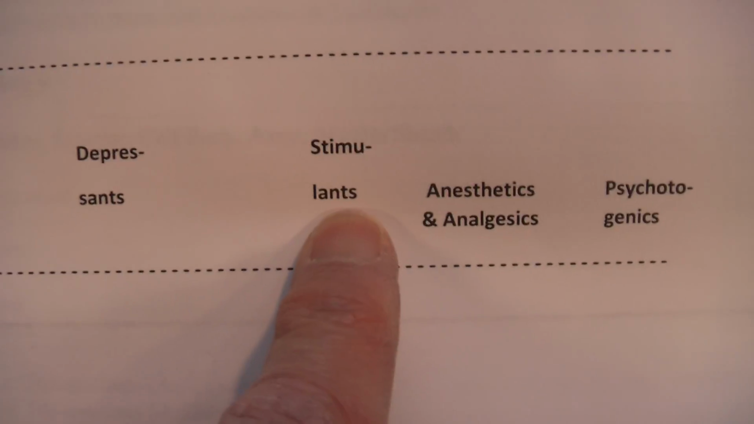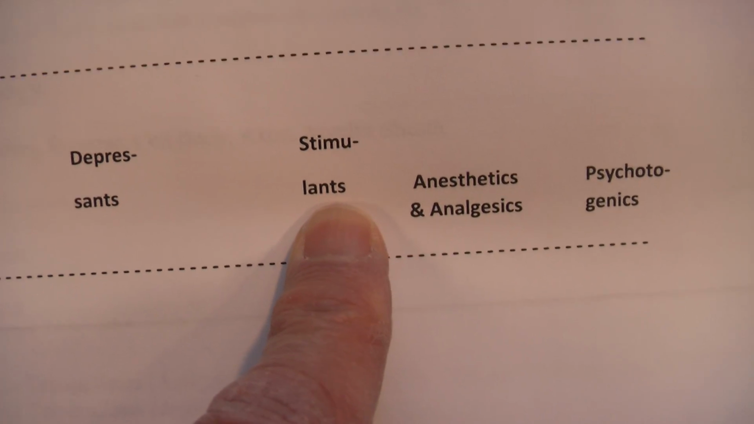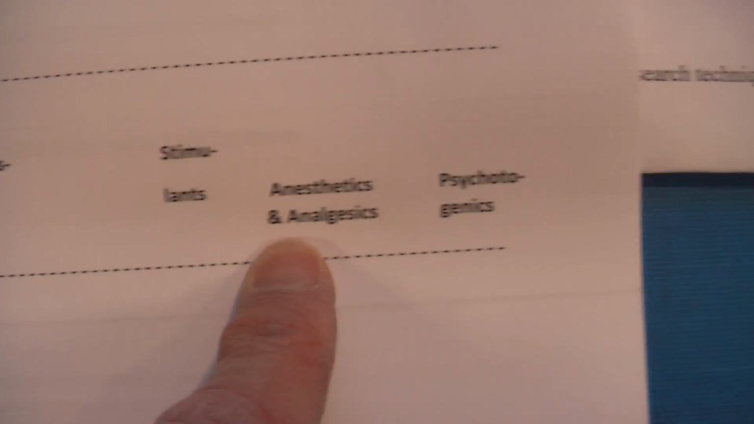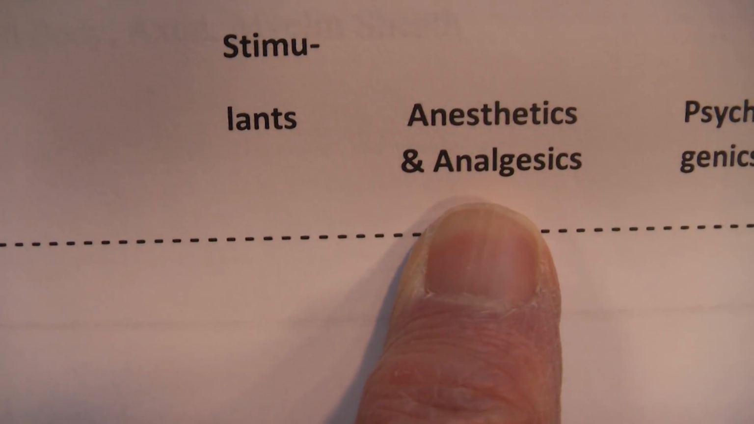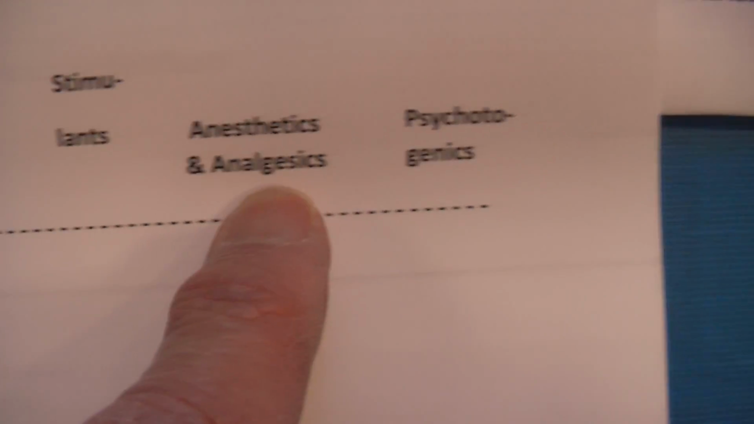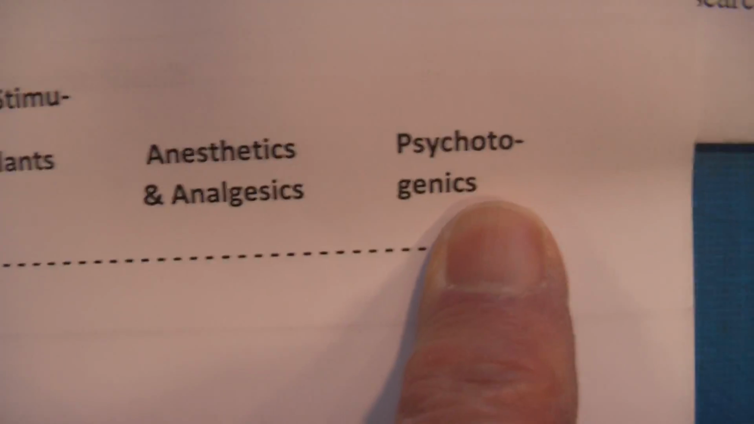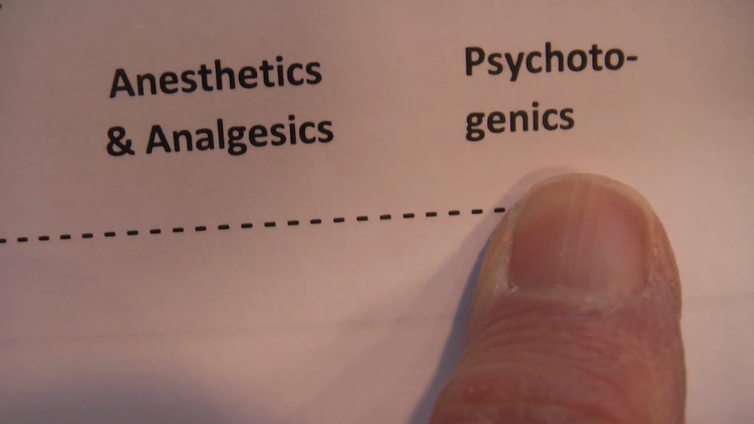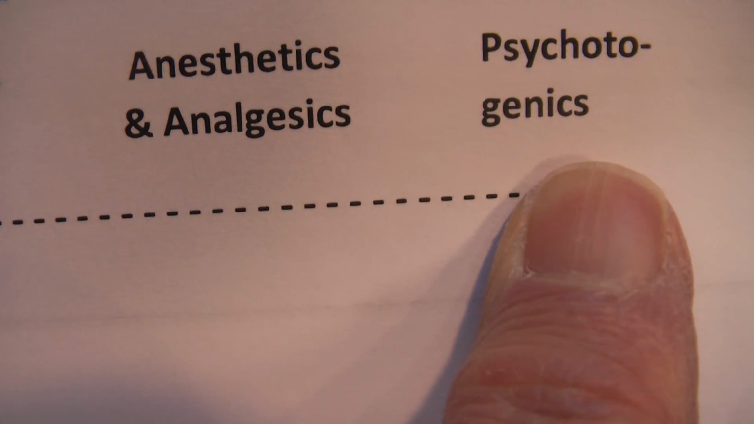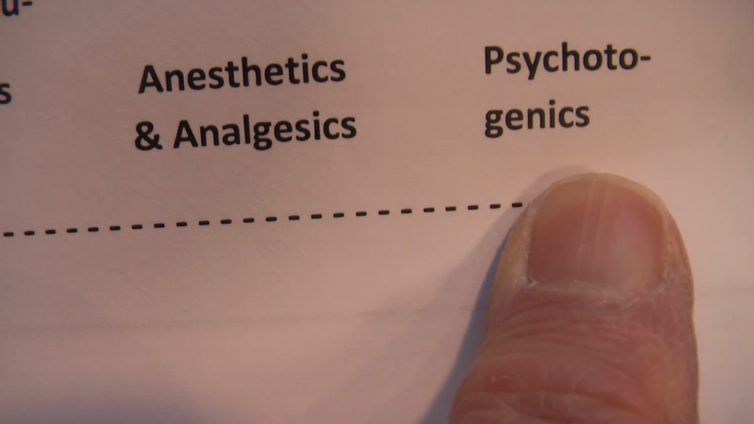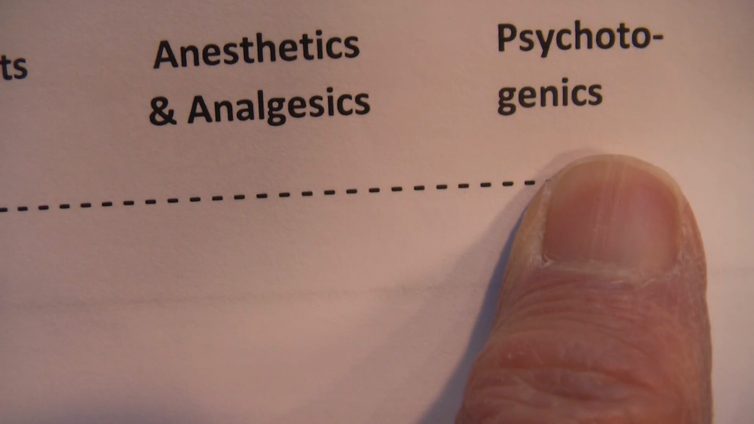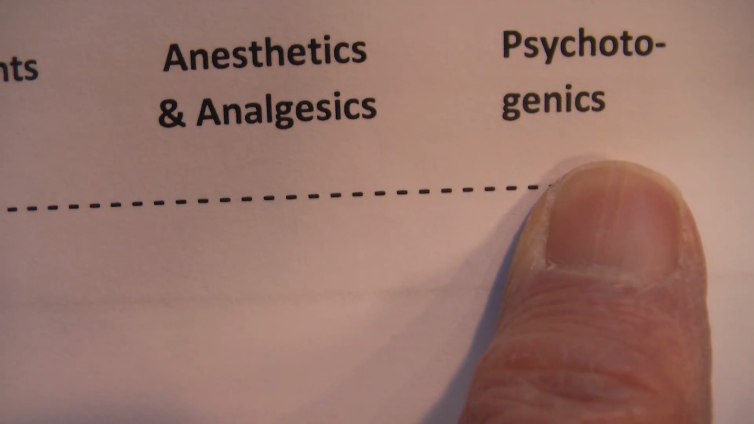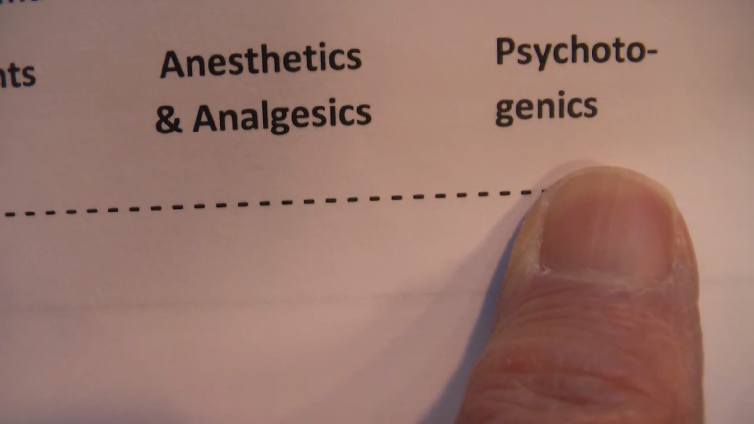Then we're going to move up to the next drug category, stimulants. Stimulants. Then move over to the next one called anesthetics and analgesics. That's in the normal range. And then our last drug category is called psychotogenics. Now, another term I want you to get for psychotogenics is also called hallucinogens. Hallucinogens, from hallucination. H-A-L-L-U-C-I-N-O-G-E-N-S. Hallucinogens, also called psychotogenics.